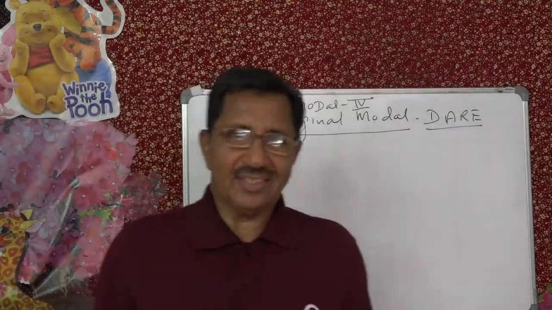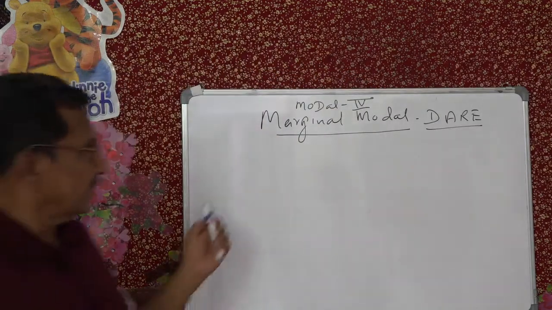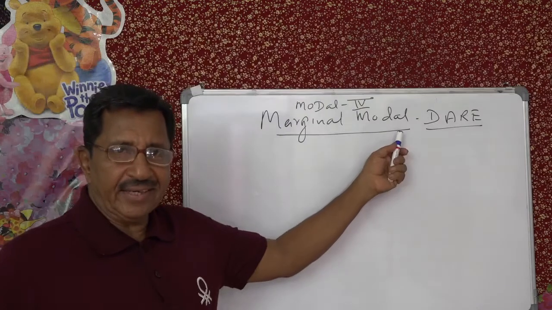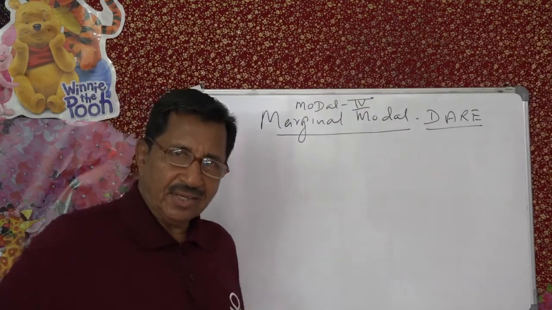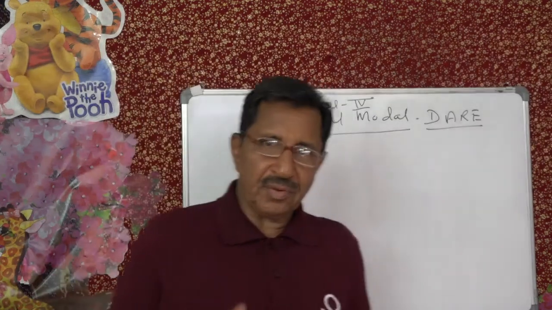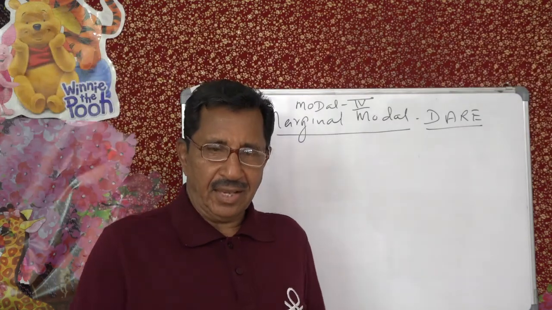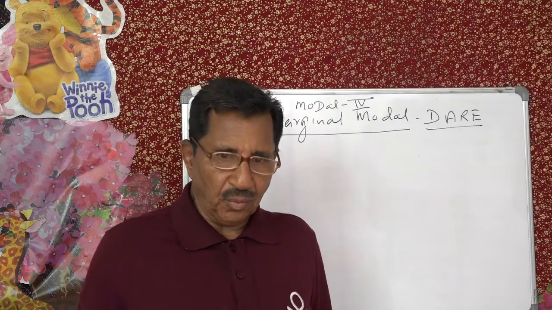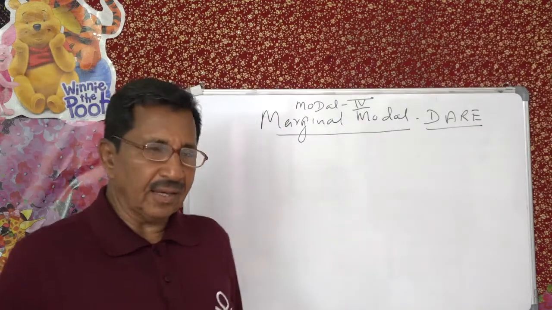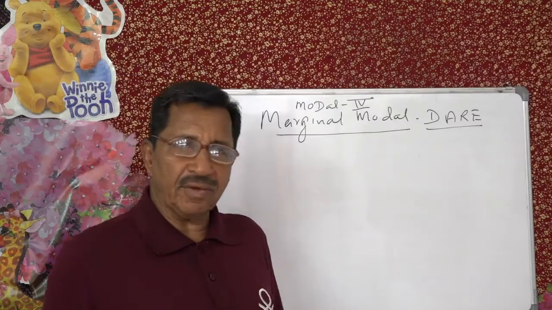Hello friends, so we are here with models. Now today we have marginal models. Now what do you mean by a marginal model? We have been doing pure models like can, could, may, might, isn't it? Then should, would. We have been doing that. Now when you come here, you say this is a marginal model. Why?